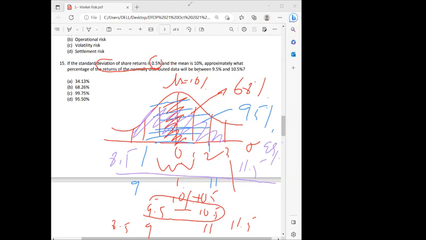Now the question is, what percentage of returns are distributed between 9.5 and 10.5? 9.5, 10.5 means 1 standard deviation away. So 1 standard deviation away means 68%. So the answer is B. Right? That's how you get the answer.